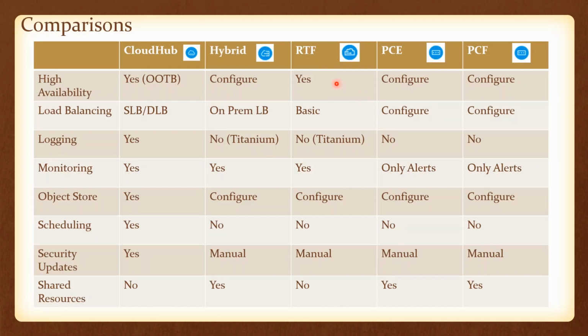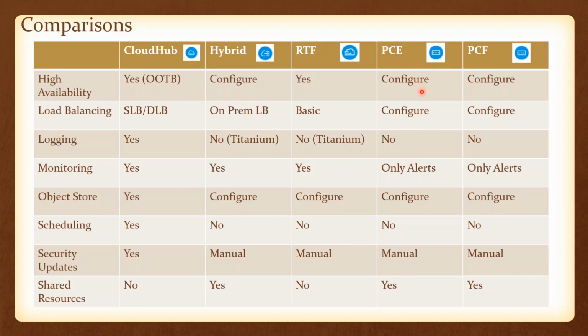So high availability, yes, you get it. Load balancing, the basic means the load balancing between two Docker containers. On top of that, you obviously have your on-prem load balancer, so that's not a concern over here. Logging, again, no, you do not get logging. Monitoring, yes, you get monitoring with RTF. Object store, again, we need to configure. Scheduling, no. So it's almost the same thing. And shared resources is no, because that's a Docker container, and a Docker container will have one single Mule application in a runtime, so shared resources would be a problem.